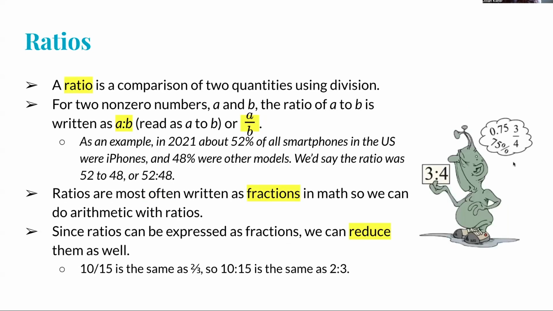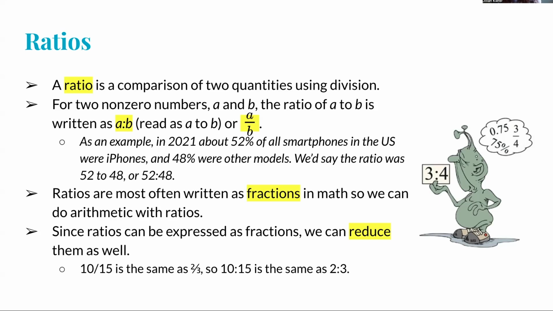So ratios, we say that a ratio is a comparison of two quantities using division. For two non-zero numbers A and B, the ratio of A to B is written as A colon B, and it's read as A to B, or A divided by B, A over B.